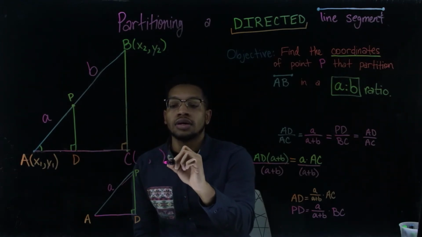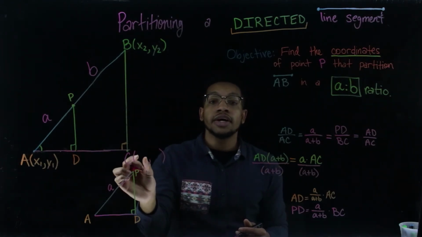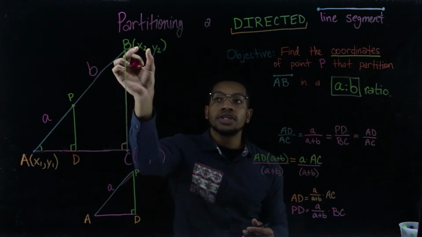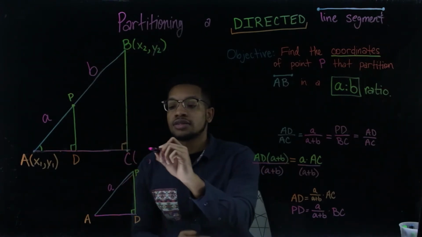Just like before, I know the X coordinate of this point did not change coming from point B, so it just went straight down. So this X coordinate stays.